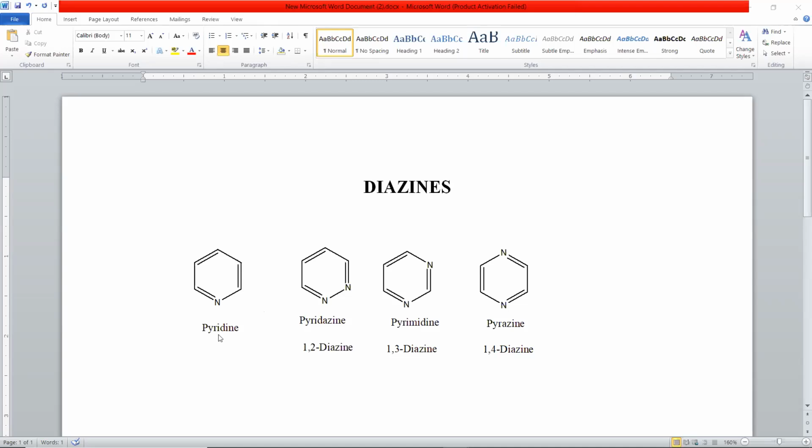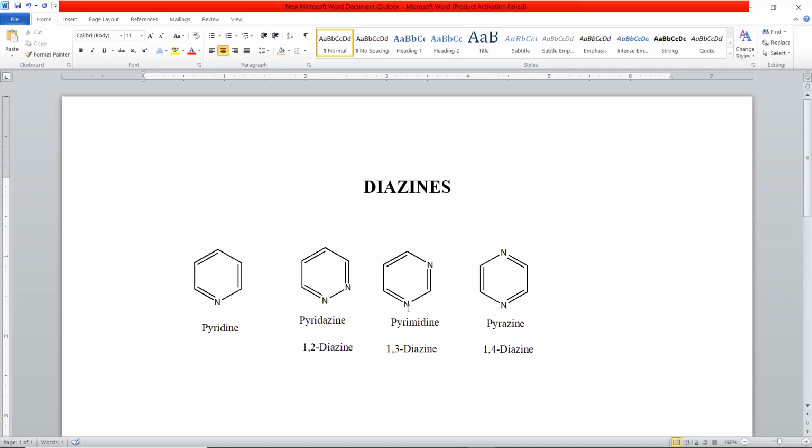So if we consider, pyridine contains 1 nitrogen atom. This diazine contains 2 nitrogen atoms. These 2 nitrogen atoms may be in 1 and 2 positions, which are called 1,2 diazines. So this is called pyridazine. This unsubstituted diazine is called pyridazine.